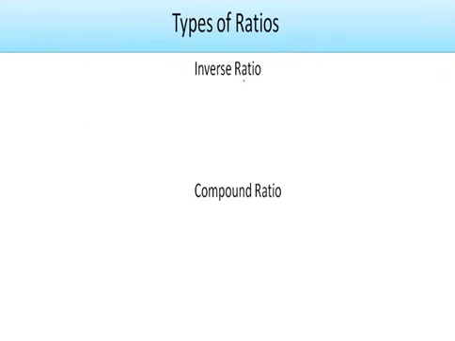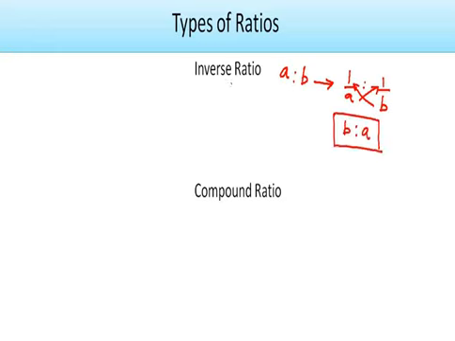Now let's see what is inverse ratio. Let's as usual assume that we have a ratio A is to B. And let's try finding the inverse ratio of this. Very simple. Find the reciprocal of these two terms. So 1 upon A is to 1 upon B. Now cross multiply the denominators. So what will we get? We will be getting B is to A. This is what is called as inverse ratio.